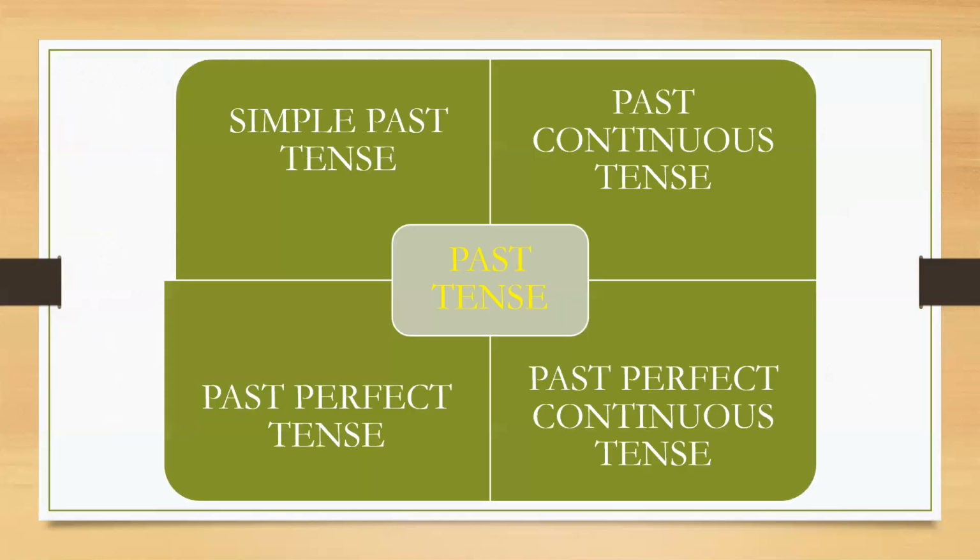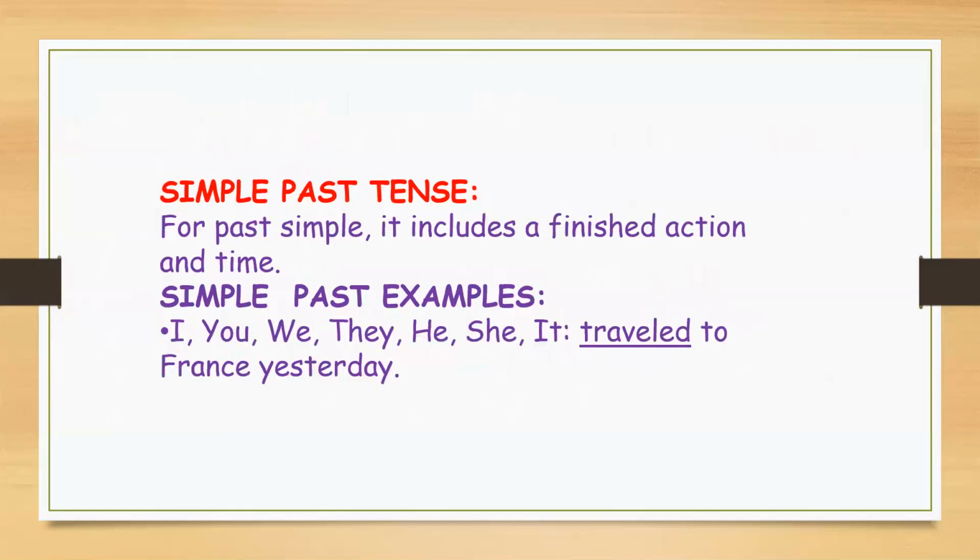Moving ahead with past. Same: simple past, past continuous, past perfect, past perfect continuous. Same only. So you will have to change the present into past. Simple past, that means it is a finished action. She traveled to France yesterday. She traveled means the action is complete and she has reached France.